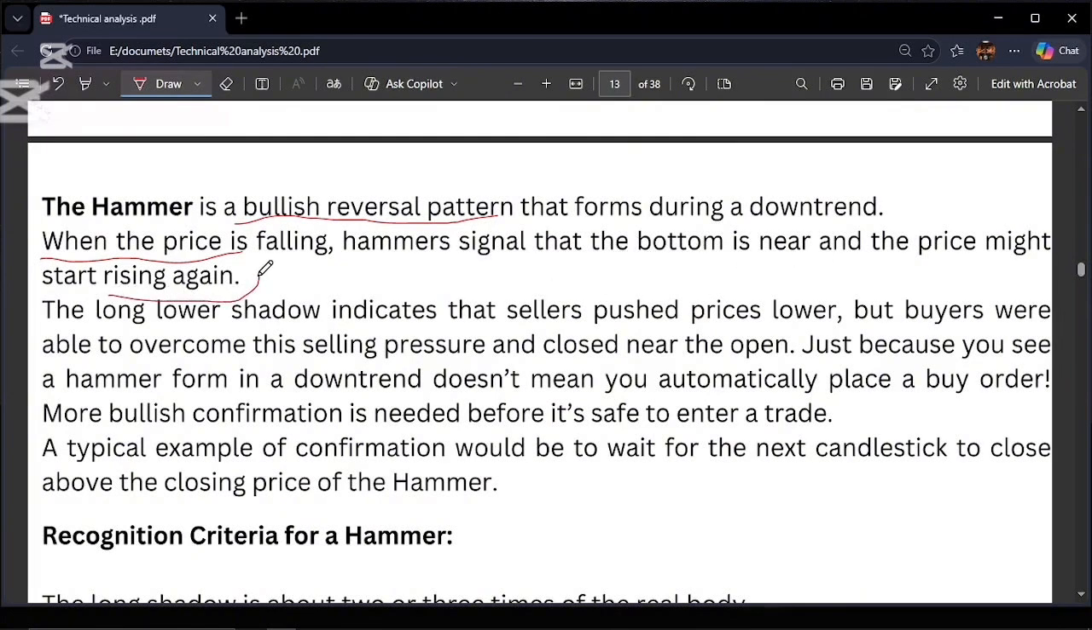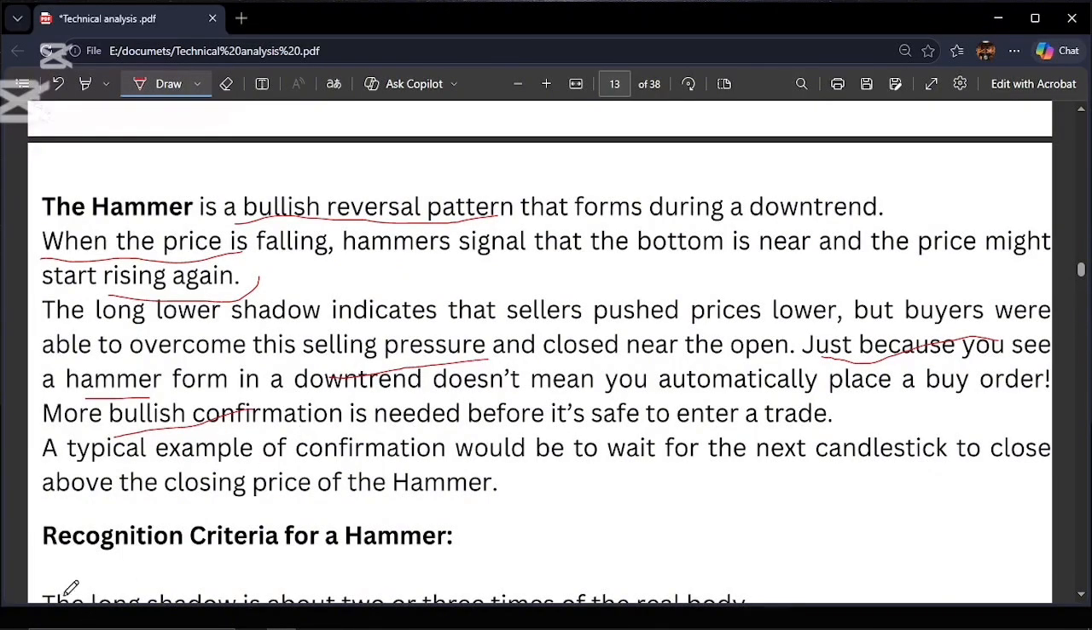So that's the language of how the market communicates to us as traders. The long lower shadow or wick indicates that sellers pushed prices lower, but buyers were able to overcome this selling pressure and close near the open. Just because you see a hammer form during a downtrend doesn't mean you automatically press a buy order. No. We need confirmation. More bullish confirmation is needed before it's safe to enter a trade.